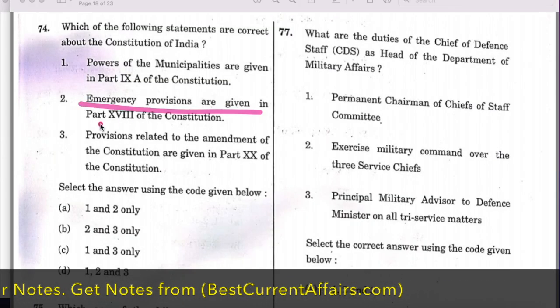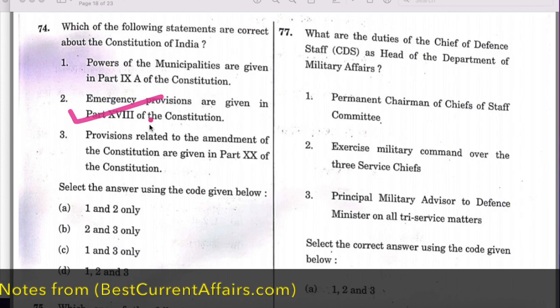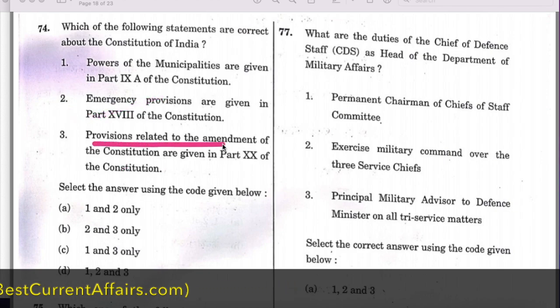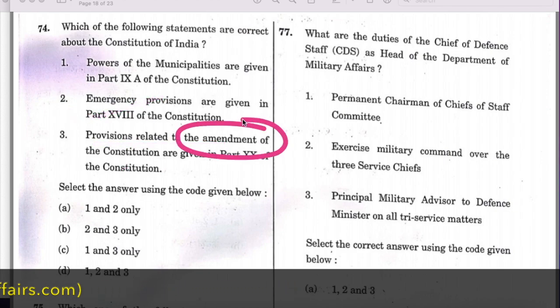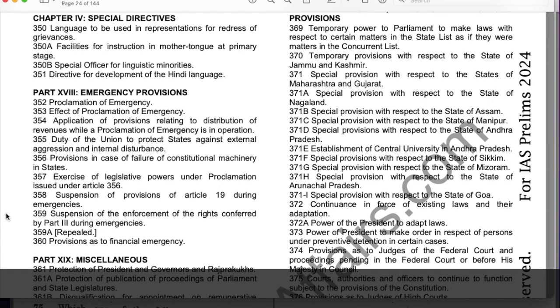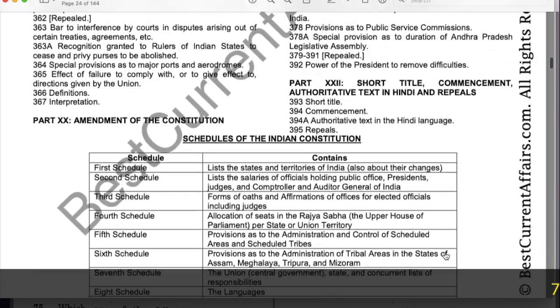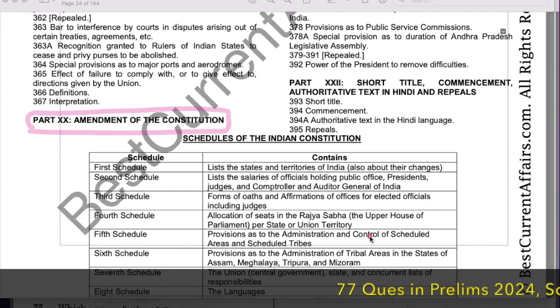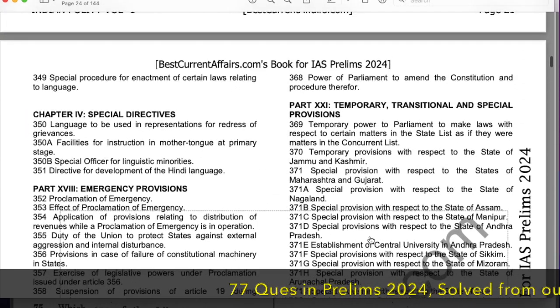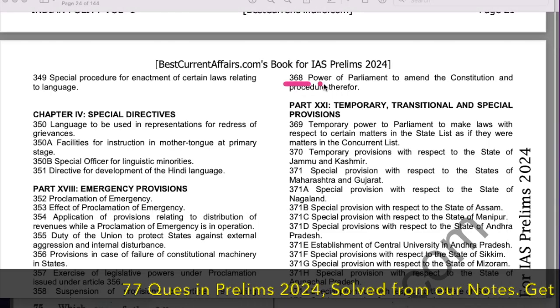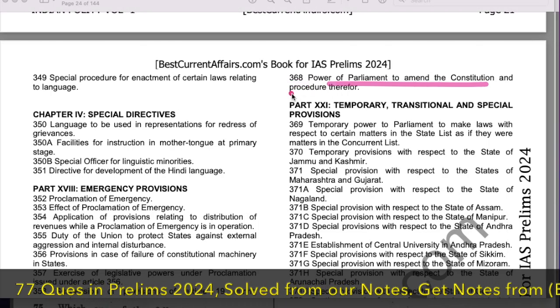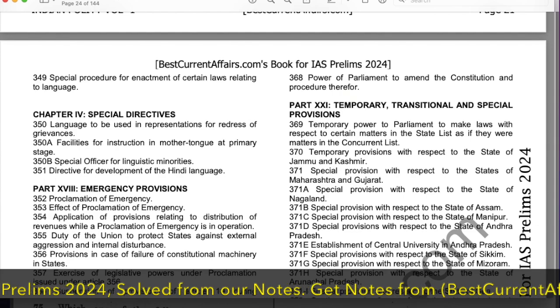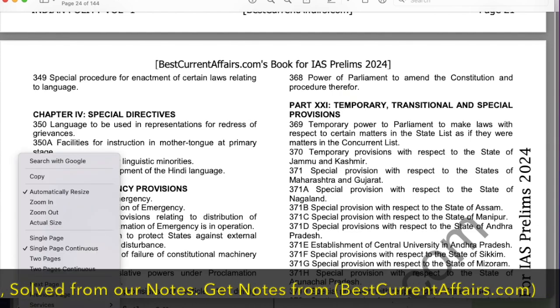Emergency provisions are given in the Constitution, part 18, it is correct. Third is that provisions related to the amendment of the Constitution are given in part 20 of the Constitution. It is also correct. Now see part 20, amendment of the Constitution. It is part 20, article 368, power of the Parliament to amend the Constitution and procedure therefor. So all these three statements are correct.